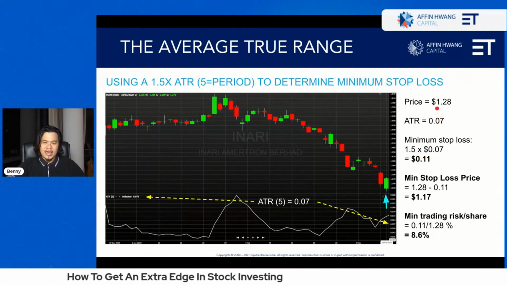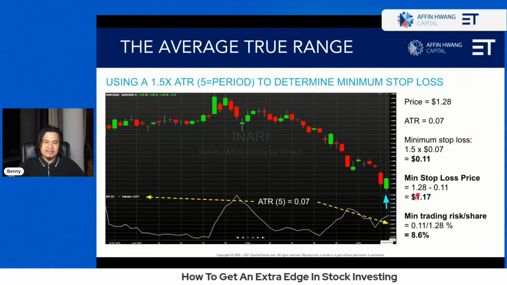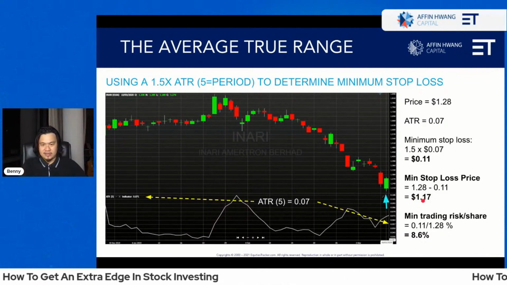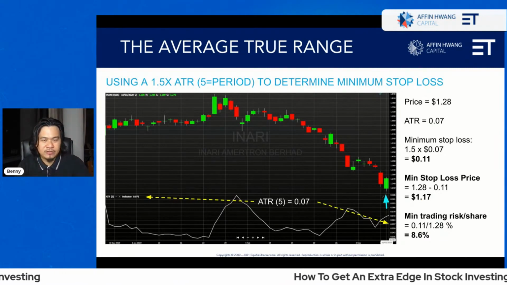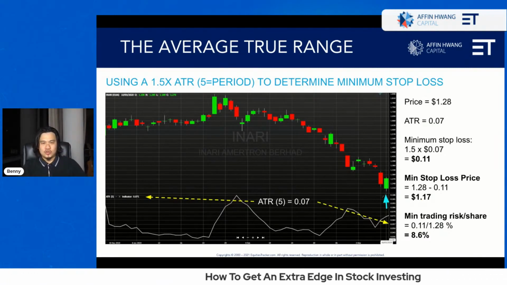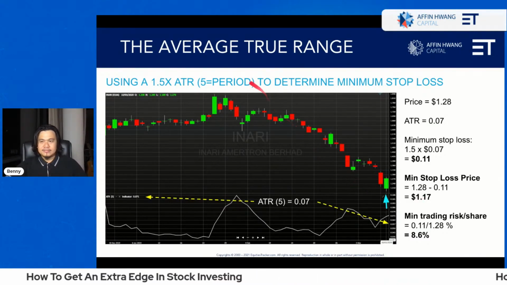So if I'm going to buy at 128, 11 cents from 128 will be 117. So if I put a stop loss below 117, it's fine. But if I put anything above 117, then again, I will have a risk of getting stopped out too early.